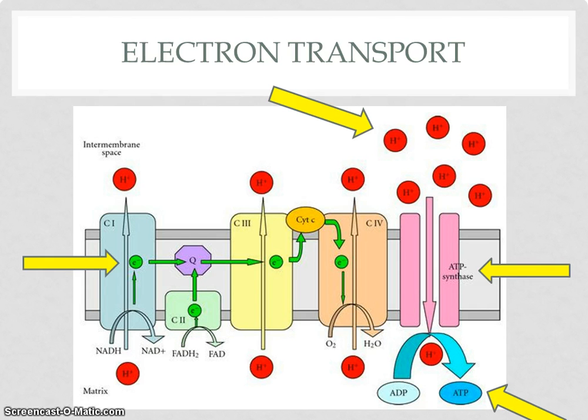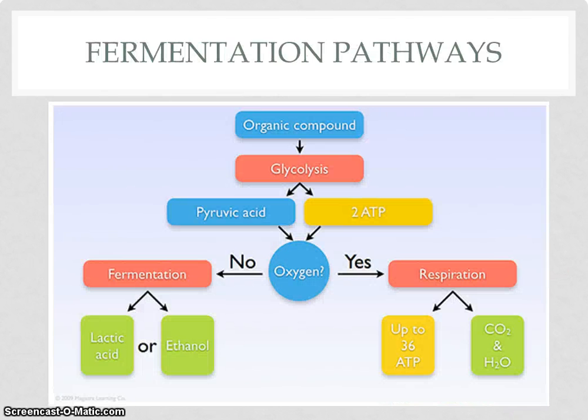The electron transport chain is capable of producing approximately 32 to 34 ATP molecules, making the net yield of ATP produced during aerobic cellular respiration anywhere from 36 to 38 molecules. In the absence of oxygen, cells are still capable of producing small amounts of ATP. Fermentation and anaerobic respiration enable cells to continue to produce ATP even when oxygen is scarce.